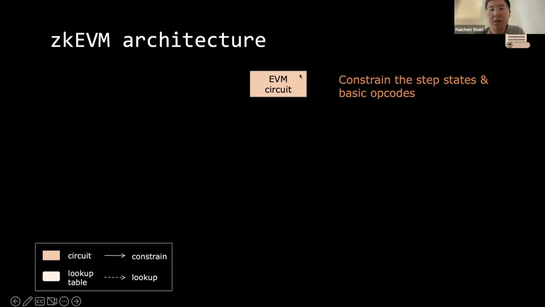Okay, so let's take a look at the zkEVM architecture. So first of all, you have the EVM circuit that's going to constrain your step states and some basic opcodes. Say like add, you can directly constrain that inside your step slot. And also you need to constrain the transition from the current step to the next step and all of the stack read and write operations.